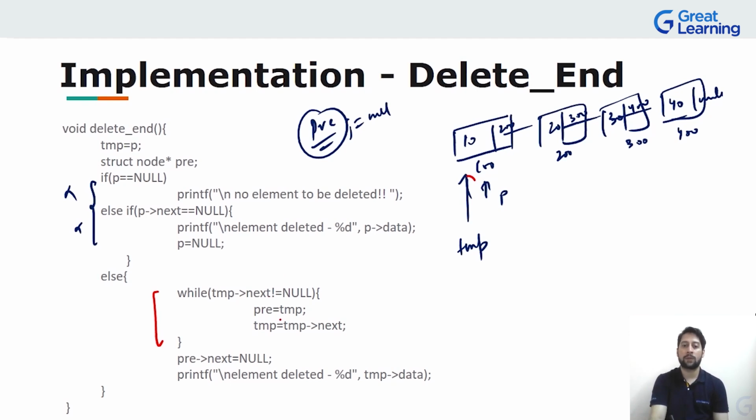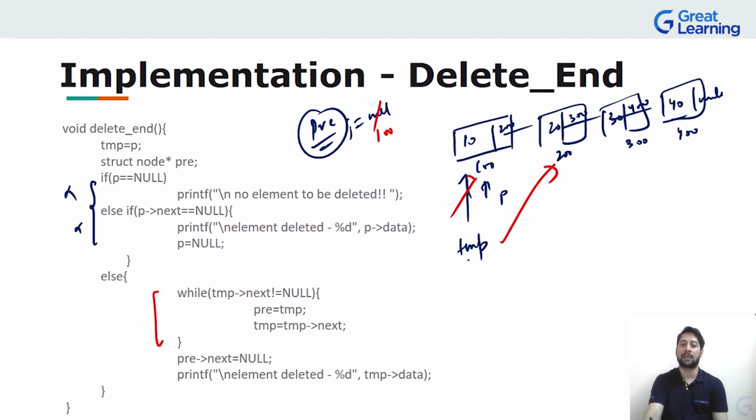Then we are going to keep track of this node, as well as move this pointer to this position. So now pre will contain temp. Temp was pointing to 100, so pre will contain 100 and temp will point to this. Done. Again, is temp's next null?